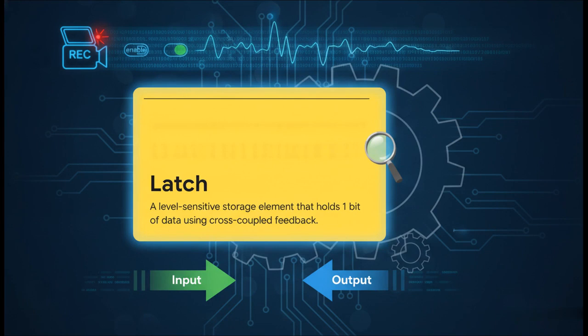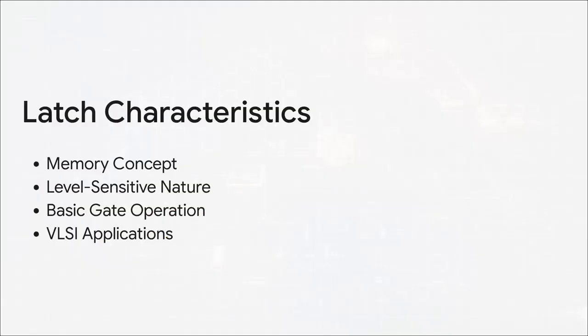A latch is essentially a level-sensitive storage element. The best way to think about a latch is like an open video recording. It remains completely transparent and continuously tracks any changes as long as its enable signal is active. Whatever is happening at the input is immediately passing straight through to the output, at least until you explicitly tell it to hold. And it pulls this off through an absolutely brilliant concept called cross-coupled feedback.